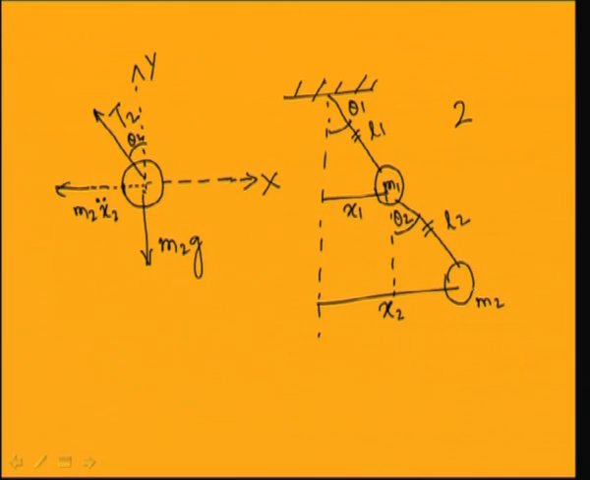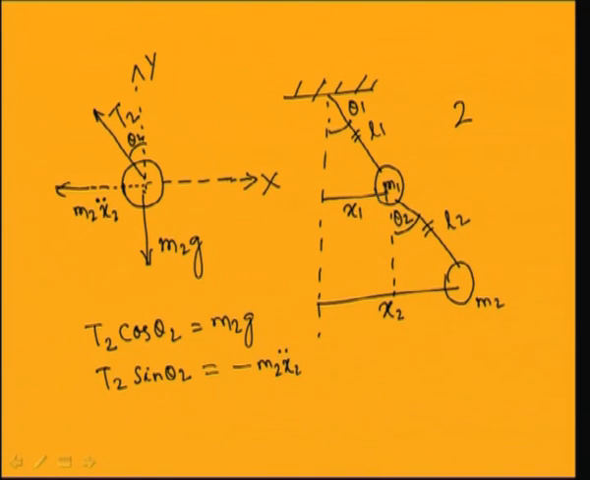In this case, if you do the force balance, then you can see that the component of this force in the vertical direction, that is T2 cos theta 2, will be equal to m2g, and T2 sin theta 2 plus m2 x2 double dot will be equal to 0, or I can write T2 sin theta 2 equal to minus m2 x2 double dot.